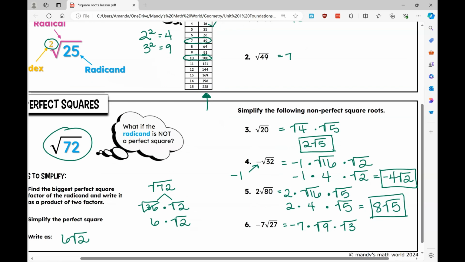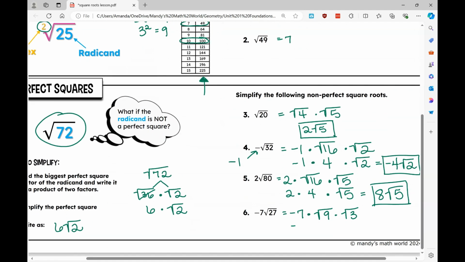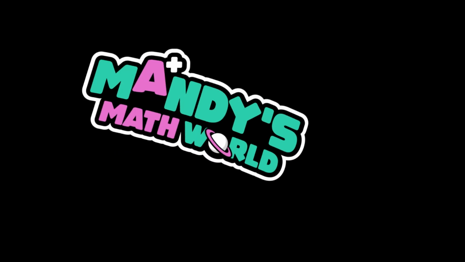What is the square root of 9? It's 3. So I'm just going to rewrite it: -7 times 3 times the square root of 3. And now I'm going to simplify -7 times 3, which is -21 square roots of 3. And that concludes your notes over a review of simplifying non-perfect square roots. I hope it was helpful.